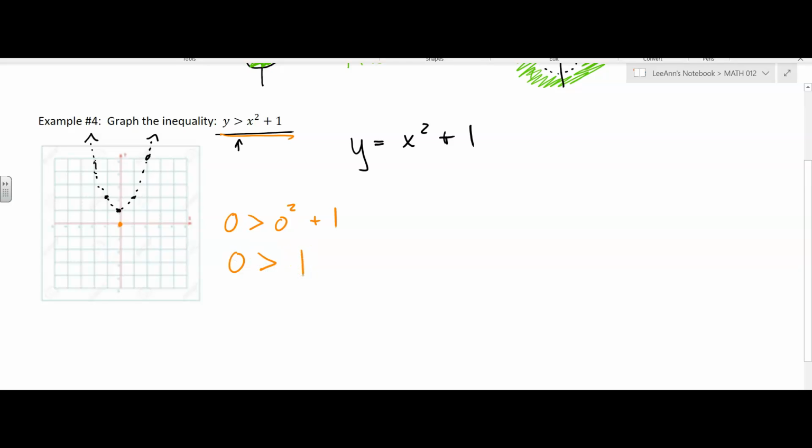Okay, stop and think about it. True or false? 0 is not greater than 1, so this is false. So that means the point that I tried, the origin, doesn't work. So it's not outside, it's got to be inside the parabola. And so we shade it in, color it in, like that. Okay? So you've done similar things with linear inequalities, but now they're not linear. It could be a circle or an ellipse or a parabola, something like that.